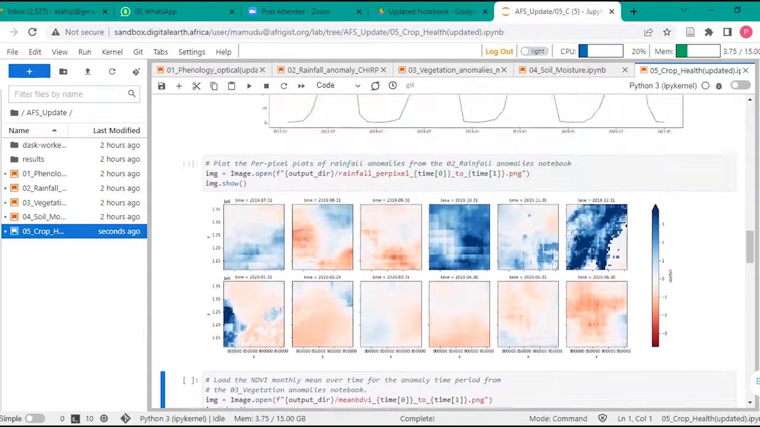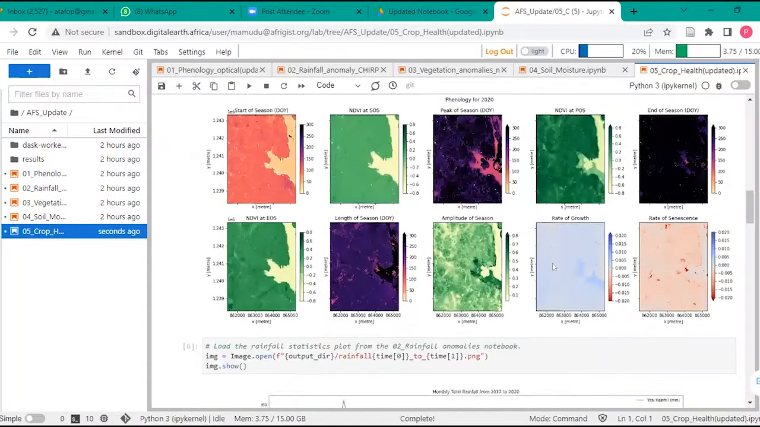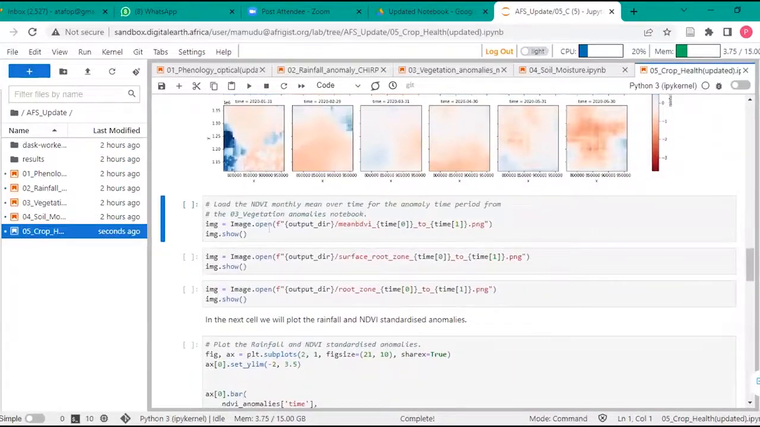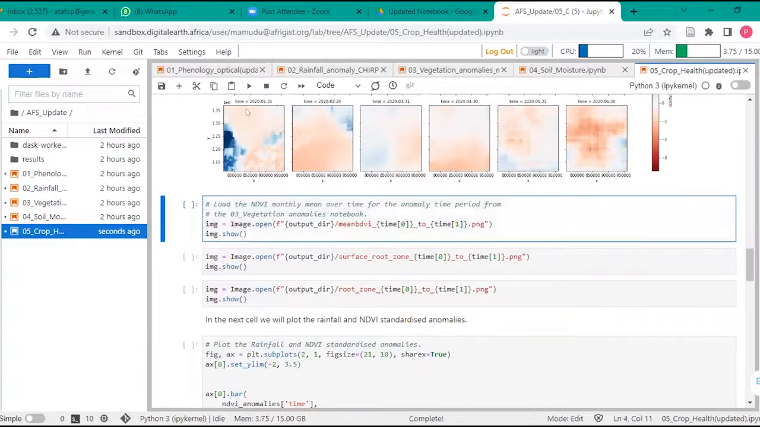So we have looked at the phenology, and we have also looked at the rainfall anomaly. Let's go ahead and look at the NDVI anomaly. Now, this next cell is going to run to call on the data set for the NDVI anomaly for the same study area.